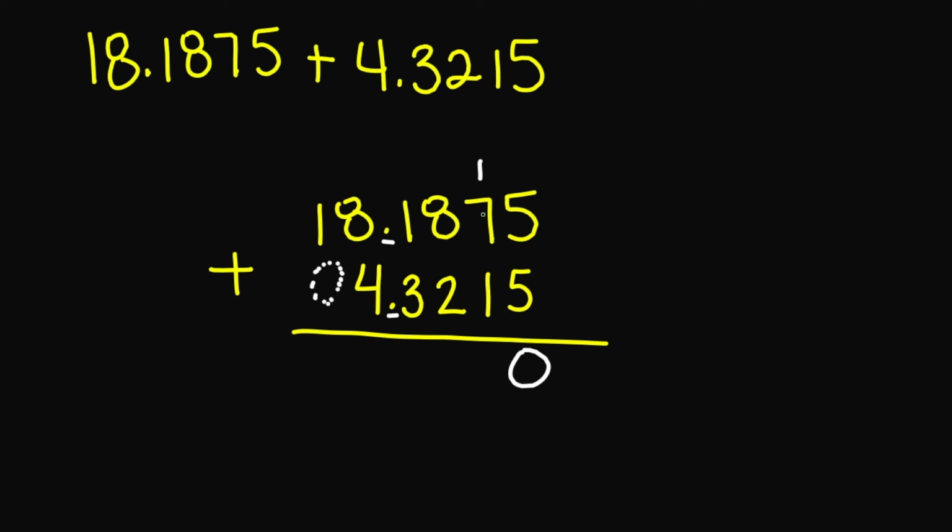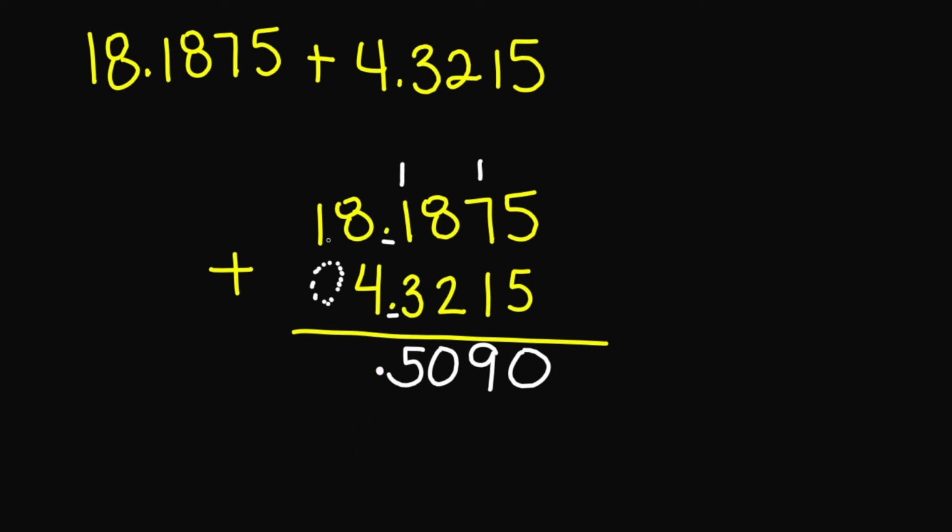1 plus 7 is 8. 8 plus 1 is 9. 8 plus 2 is 10. Write my 0, carry the 1. 1 plus 1 is 2. 2 plus 3 is 5. Write my 5. Add your decimal point.